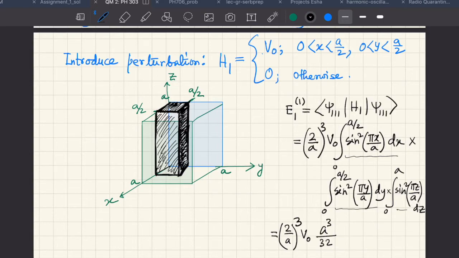So that will cancel one a cube from the denominator and numerator, and it will just be having V naught by 4. But isn't that what you expect? This is pretty much what you would have expected. The potential is raised by this constant amount V naught in 1/4 of the box, and that's exactly what has shown up in your ground state energy.